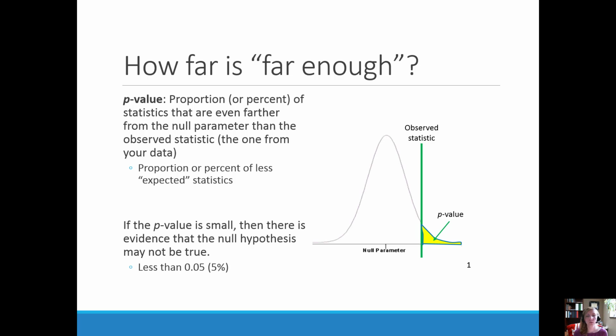Based on this statistic, we calculate a p-value, which is the proportion or percent of statistics that are even farther from the null parameter than the observed statistic. The farther away the statistic is from the null parameter, the smaller the p-value is. If the p-value is small, typically less than 0.05, then there's evidence that the null hypothesis may not be true.